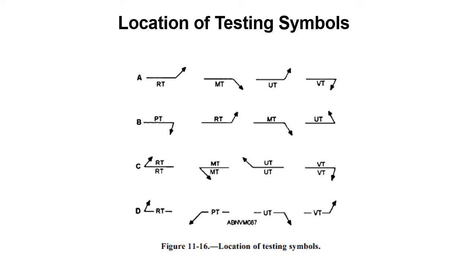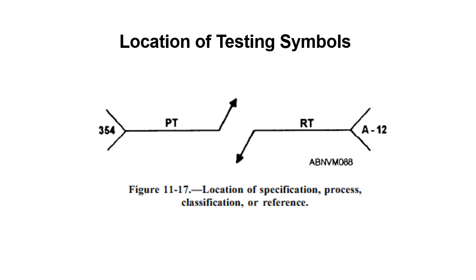Here's some location of testing symbols, just a couple more examples. You've got near side and far side, and then the arrow pointing to where it needs to be done. UT, MT, PT, just location of test symbols. Nothing too exciting, but just another example. Here you can see we've got location of specification, process, or classification, or reference. You can see we've got those in the tail.